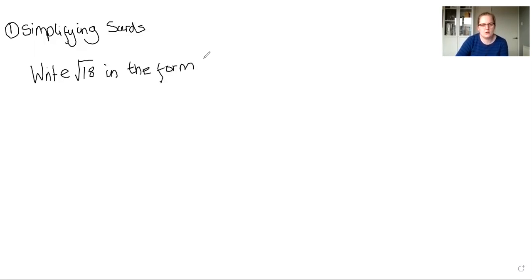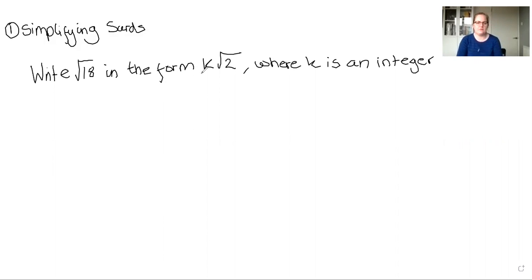k root 2, where k is an integer. So what's really nice about these questions, and we still get them like this at A-level, is we get this little clue here with our root 2. So what we basically want to do is make root 18, which is our surd, as small as possible.